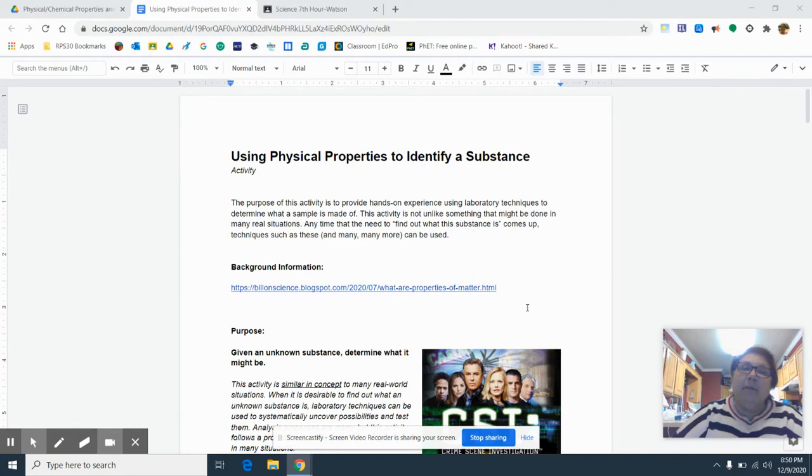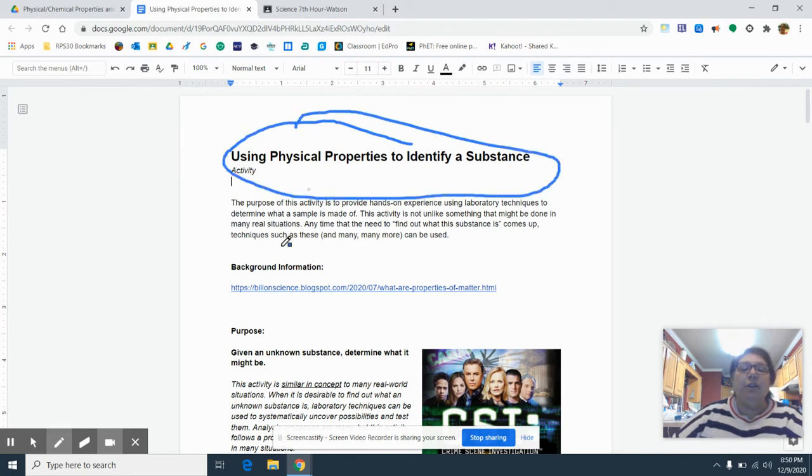We're going to do a lab. I'm sorry, we're not going to get the stuff out and show you everything. We're going to do a virtual lab today. So if you guys can see right here, I am circling. It's going to be using our physical properties to identify a substance.